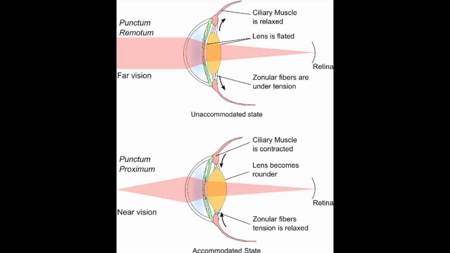When talking about accommodation, the punctum remotum and the punctum proximum are also important to mention. The punctum remotum is the farthest point that can be seen sharply without the need of accommodation. Physiologically, this point is located approximately 5 to 6 meters in front of the eye. The punctum proximum is the closest observed point which can be seen sharply due to maximal accommodation. Accommodation allows for sharp visualization of all objects located between the punctum remotum and the punctum proximum.